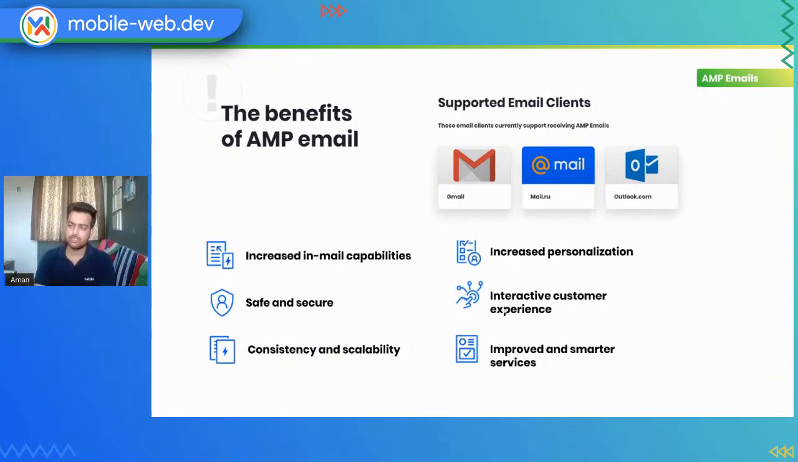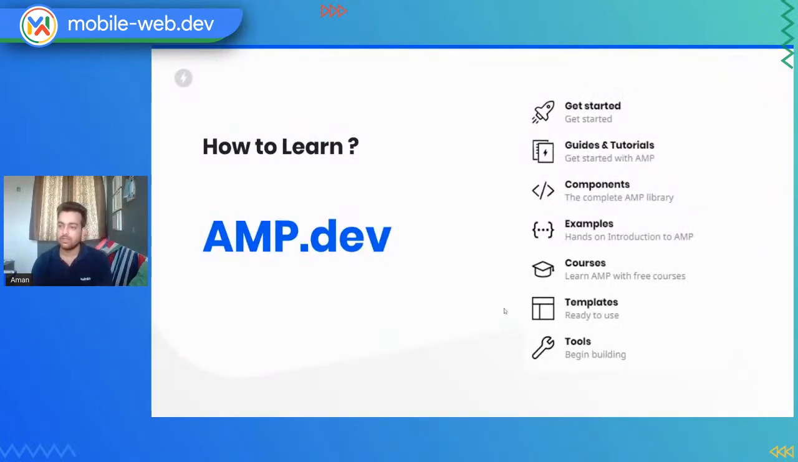Mostly people use Gmail, Mail.ru, and Outlook.com. Now they are going to get support for Safari Mail also, and you can run a fully interactive AMP email inside these clients. We'll be covering more about AMP emails in the last session, and you will find how beneficial AMP emails are. So the last thing is how to learn AMP.